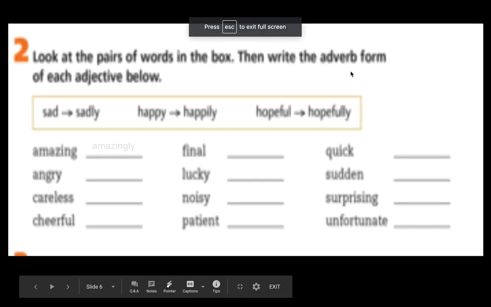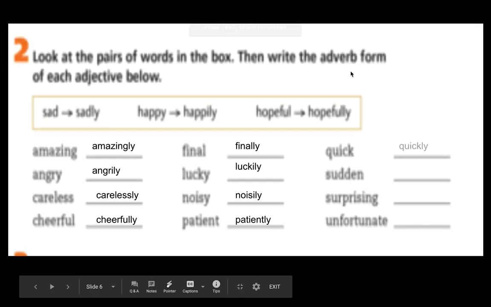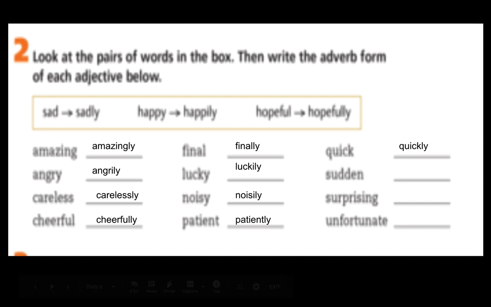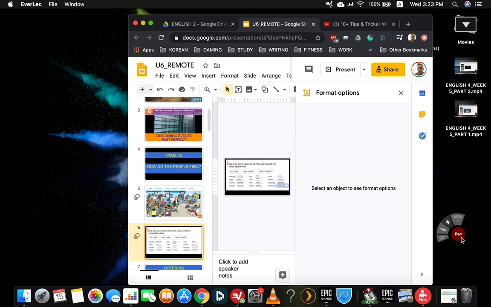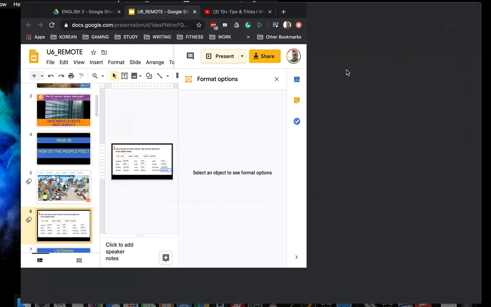Okay. Okay, so the food came very quickly. It's recording, yes.